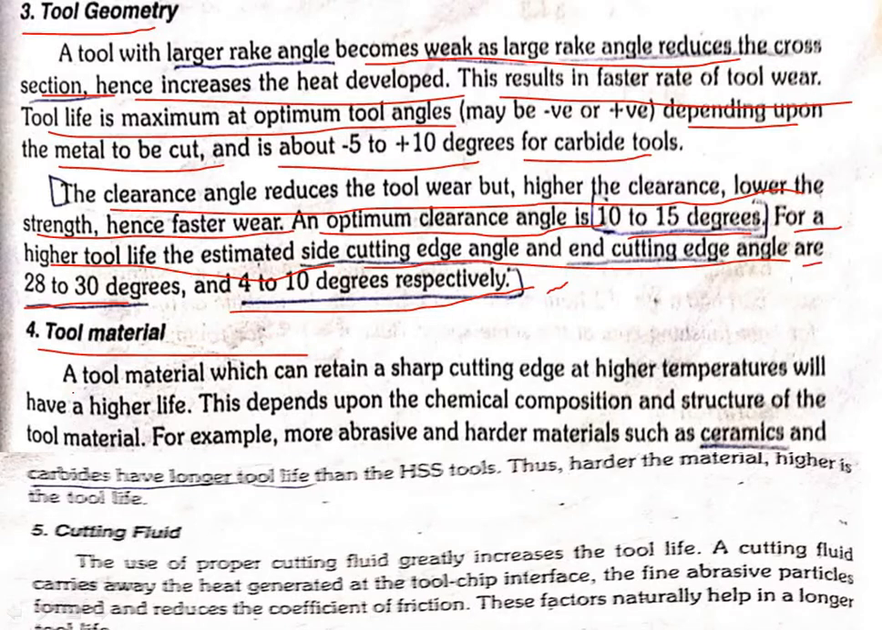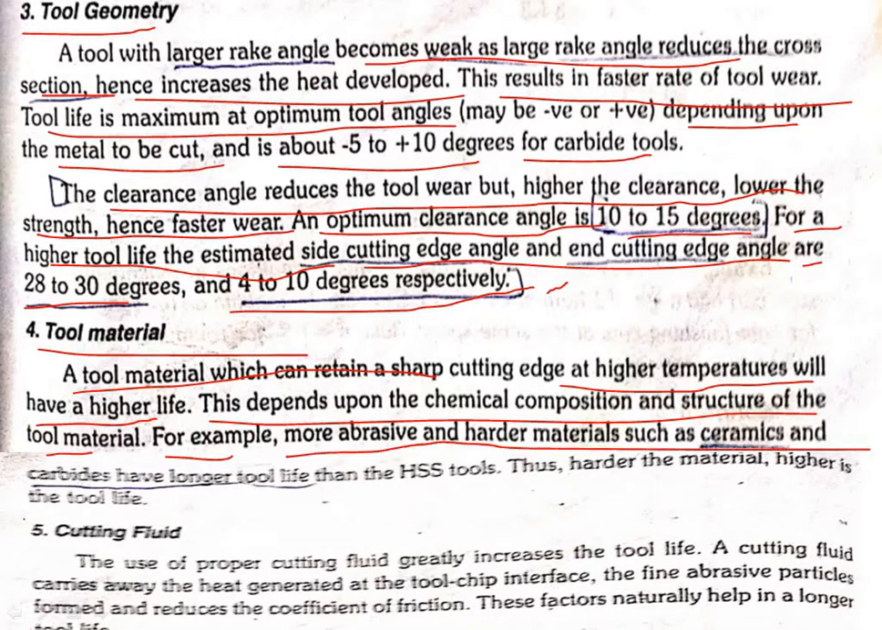The tool material which can retain a sharp cutting edge at higher temperature will have a higher life. This depends upon the chemical composition and structure of the tool material. For example, more abrasive and harder materials such as ceramics and carbides have a longer tool life than HSS tools. Thus, the harder the material, the higher the tool life.